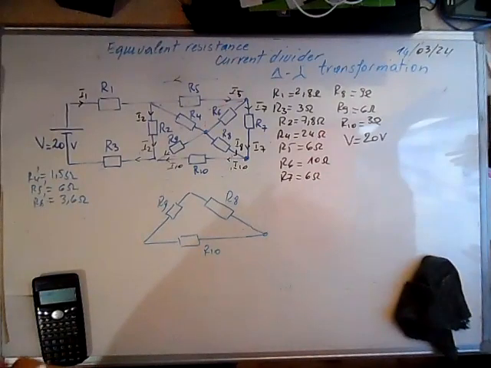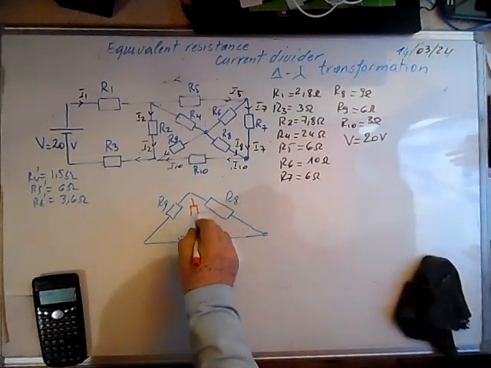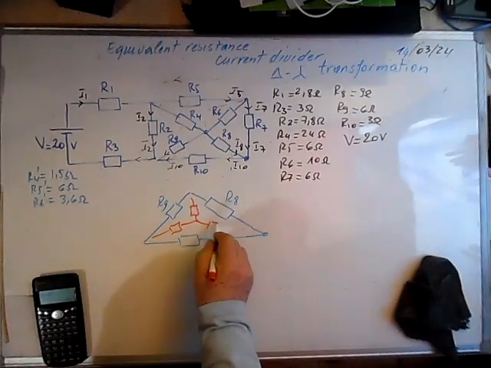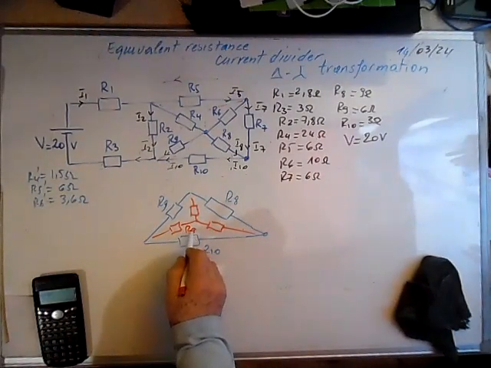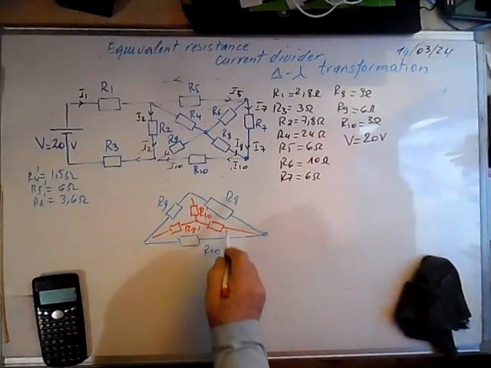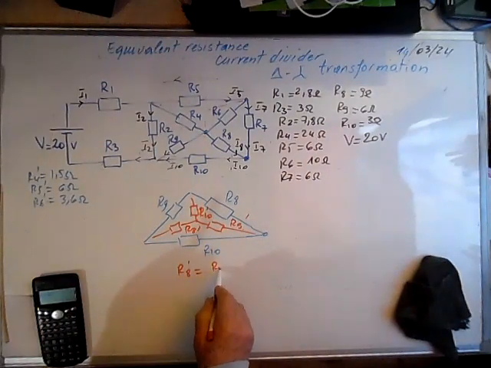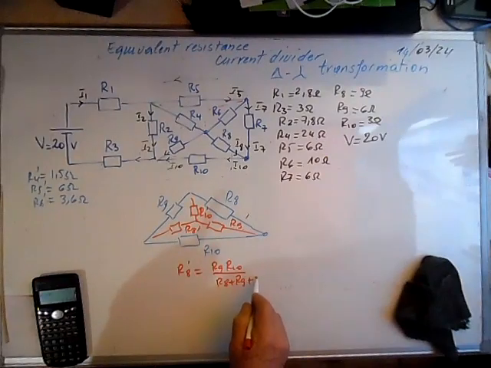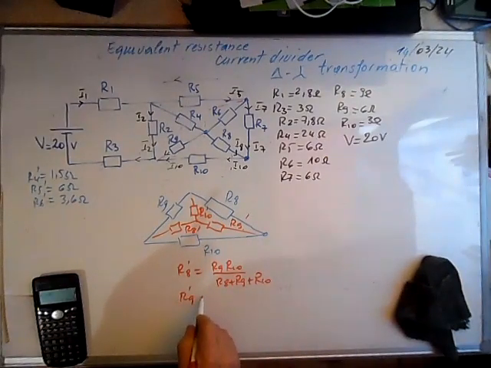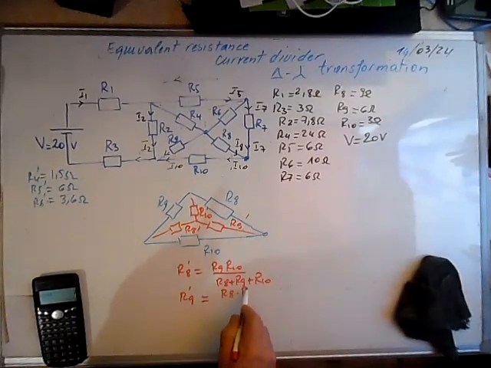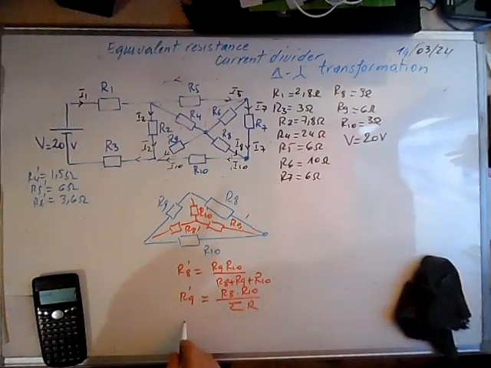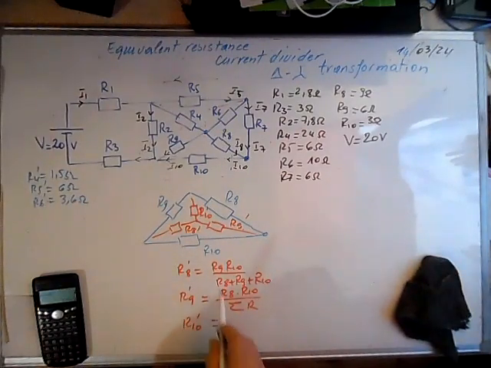We'll transform it into a star. Here we have R8 prime, R10 prime, and R9 prime. R8 prime is equal to R9 R10 over R8 plus R9 plus R10. R9 prime is equal to R8 times R10 over the sum of the three R. R10 prime is equal to R8 times R9 over the three R's.